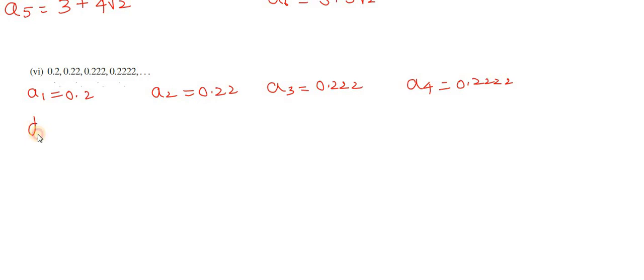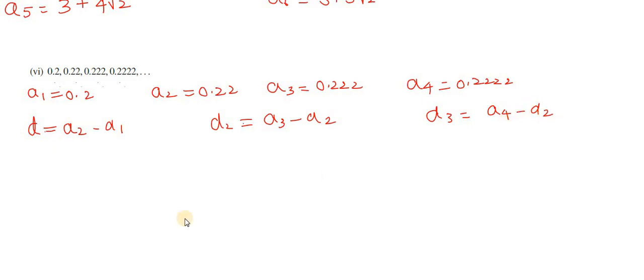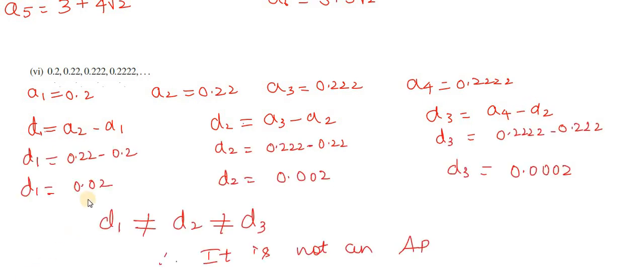So how to find? Just find the difference. d1 is equal to a2 minus a1. d2 is equal to a3 minus a2. Okay, and d3 is equal to a4 minus a3, isn't it? Okay, here d1, d2, d3.